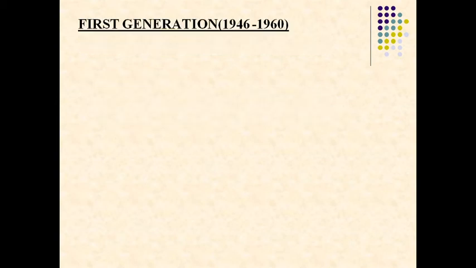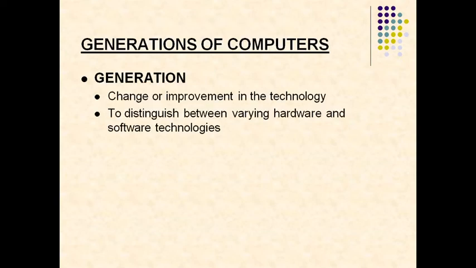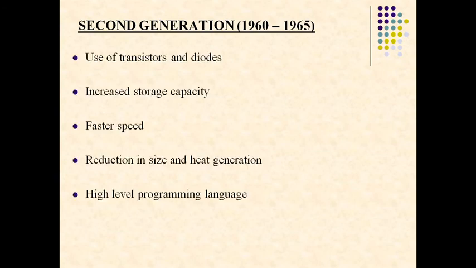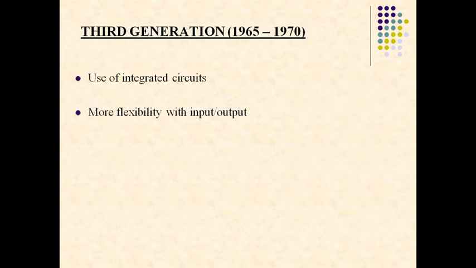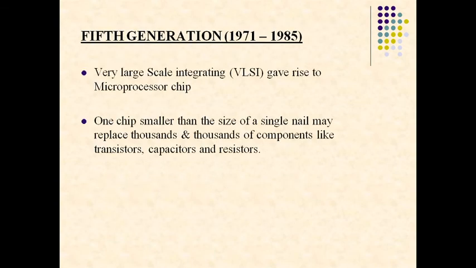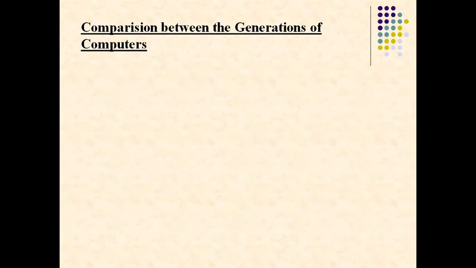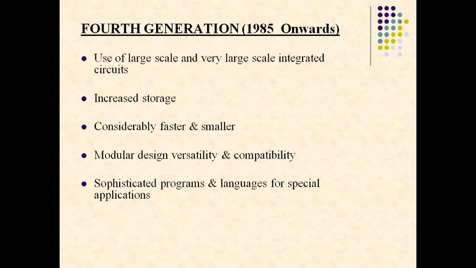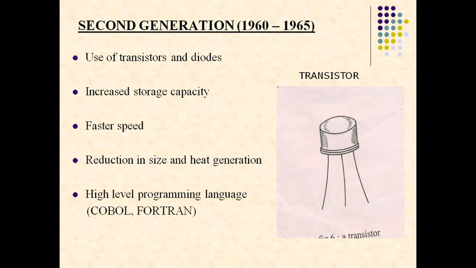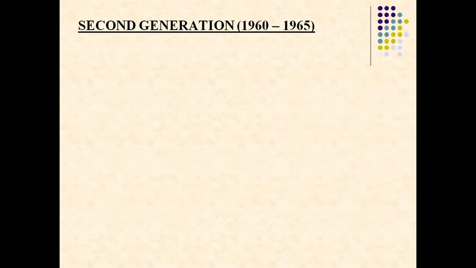Now let us proceed. The generations of computers are the first generation, second generation, third generation, fourth generation and fifth generation. So today in this class we are going to discuss the five generations of computers. Now let us see what the first generation of computers is.